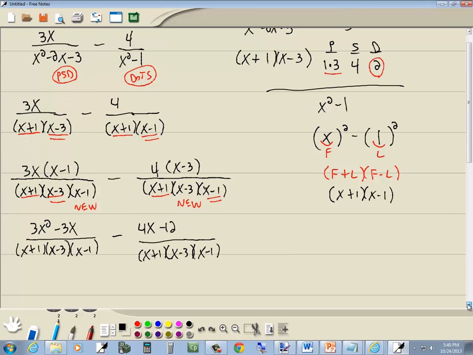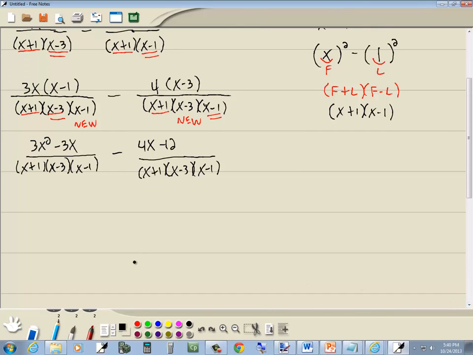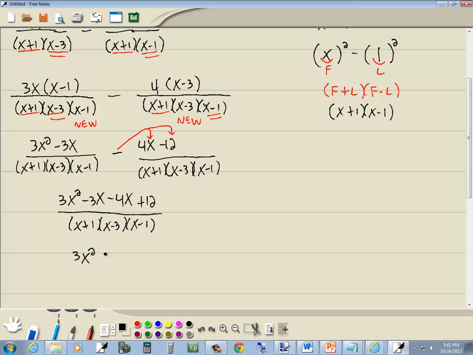Well, they both have the same denominator now, so I'll add or subtract the top parts and merge it into a single fraction. Remember, if you have a negative out in front of a fraction, that flips the sign of everything on top. So the negative in front of this fraction flips the sign of the 4x and the negative 12. So we're going to have 3x squared minus 3x. The positive 4x becomes a negative 4x. The negative 12 becomes a positive 12. All over x plus 1, x minus 3, and x minus 1. Combine like terms: negative 3x, negative 4x is negative 7x, plus 12.